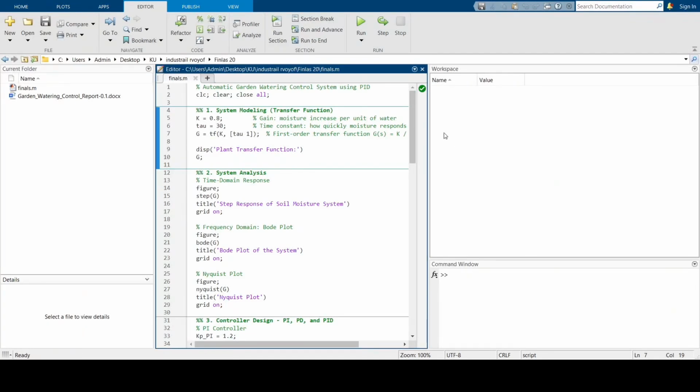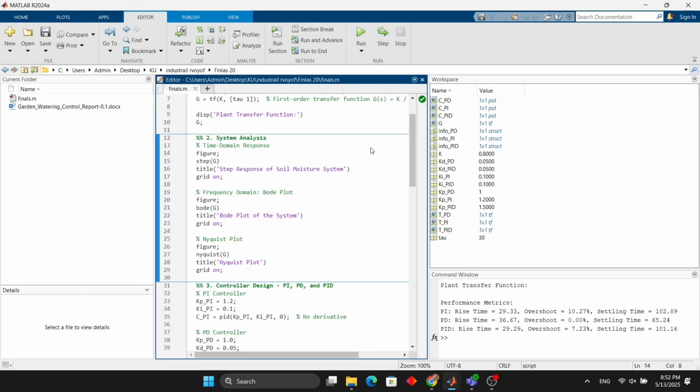First, we model the soil moisture response as a first-order system. This is done using the transfer function G(s) equals K divided by Ts plus 1, where K equals 0.8 is the gain, and T equals 30 seconds is the time constant. It reflects how moisture increases in the soil after applying water. This is what we define in MATLAB. The input is the water flow rate, and the output is the soil moisture level in percentage.